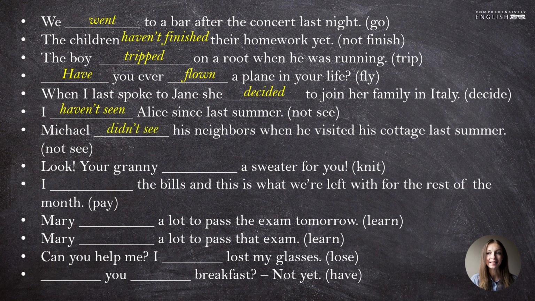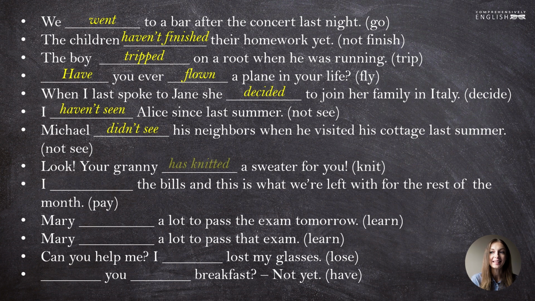Michael didn't see his neighbors when he visited his cottage last summer. We are speaking about the past. This past is finished last summer. Obviously, it is not summer anymore. Maybe it's winter or it's the next summer. So there and then, in the past, he didn't see his neighbors.